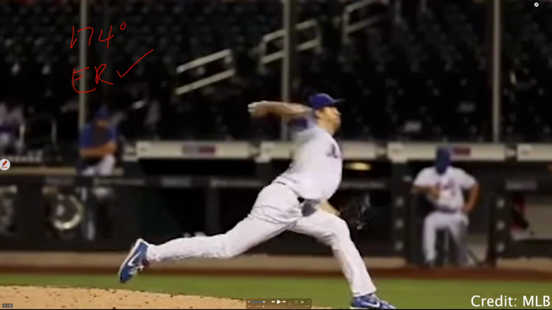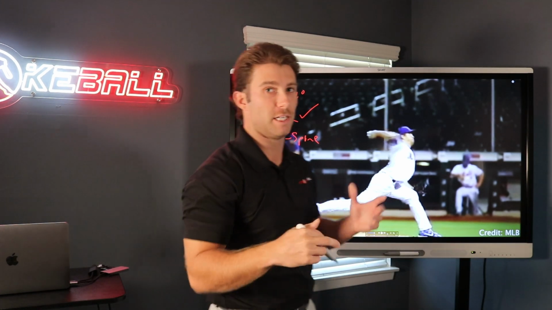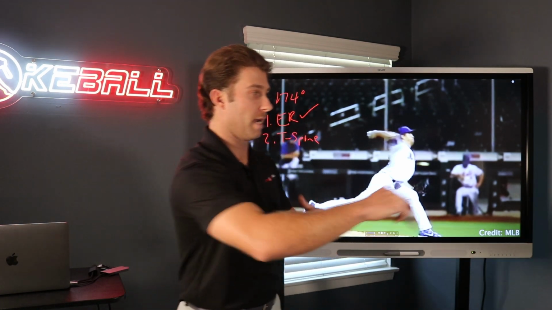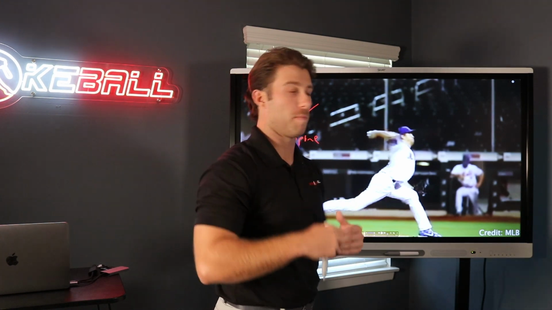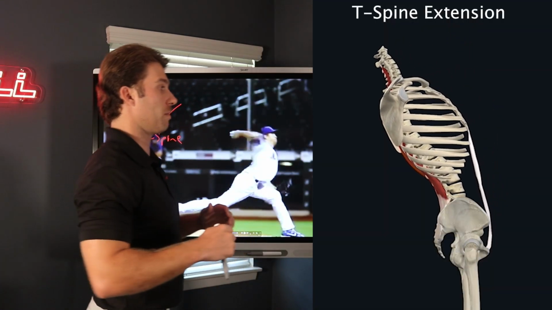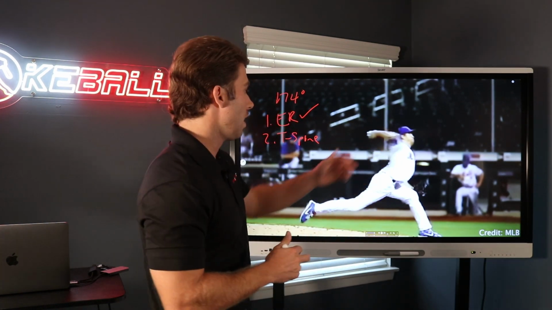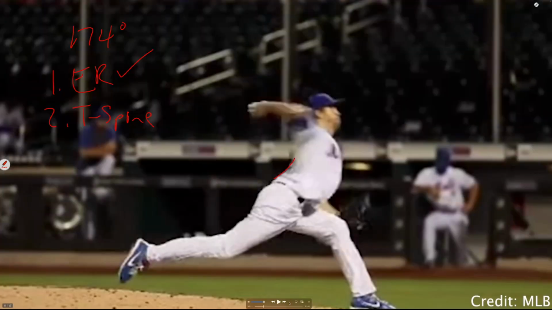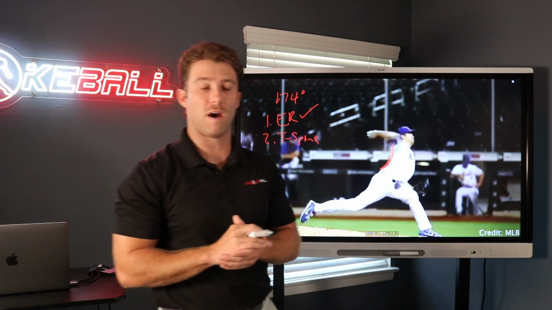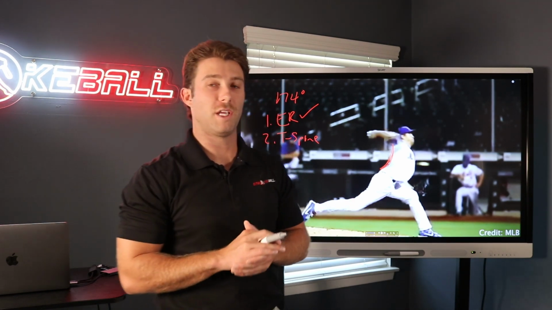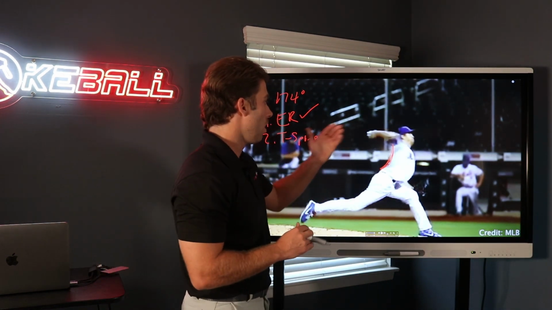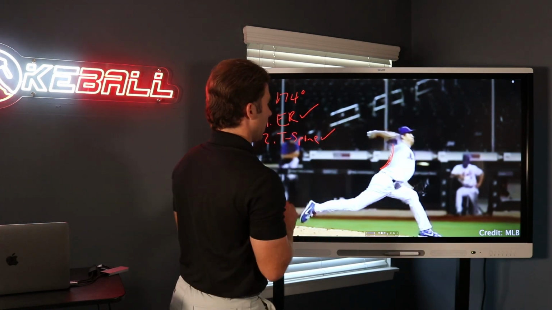So for the second one, let's look at the T-spine. And so what do we see? When we talk about T-spine extension, ultimately it's the central part of the spine extending in this manner, right? It's kind of the arching of the back, if you will. So if we look at deGrom's back here, we can clearly see that there's an arch there, right? And that's pretty indicative of the fact that he is achieving thoracic spine extension. So for number two, we would say that's a check for him.